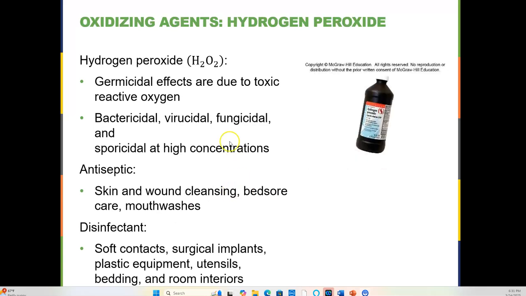careful with those. Hydrogen peroxide is germicidal due to the toxic reactive oxygen species in there. They've got, or agents, I guess I should say. It's bactericidal, fungicidal, virucidal, and sporicidal at very high concentrations. It's an antiseptic for skin and wound cleansing, bedsore care, and mouthwashes. It can also be a disinfectant for soft contacts, surgical implants, plastic equipment, utensils, bedding, room interiors.